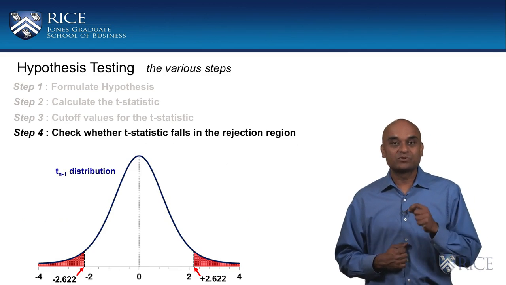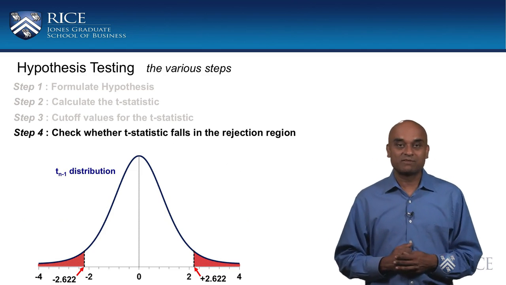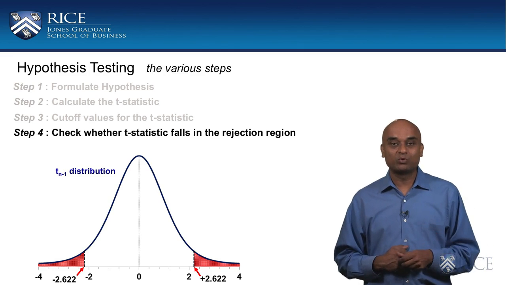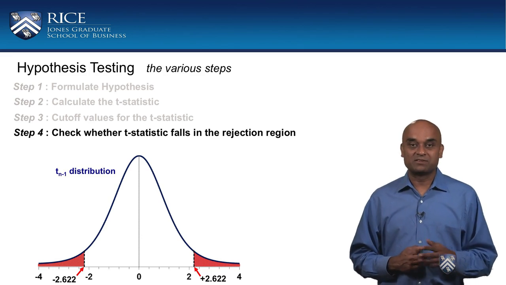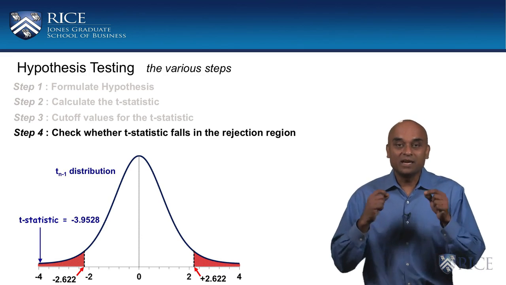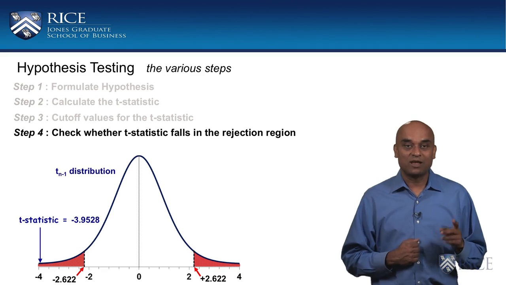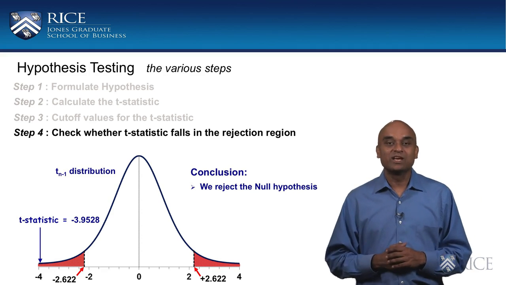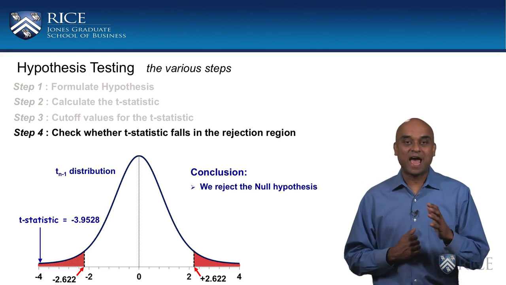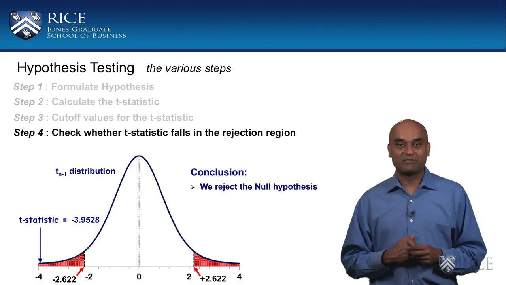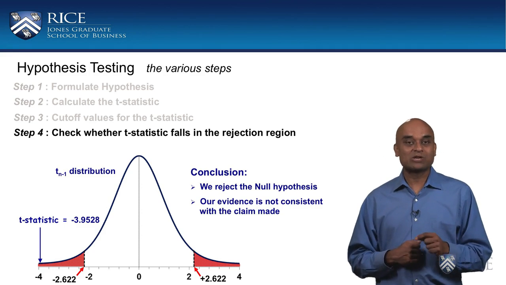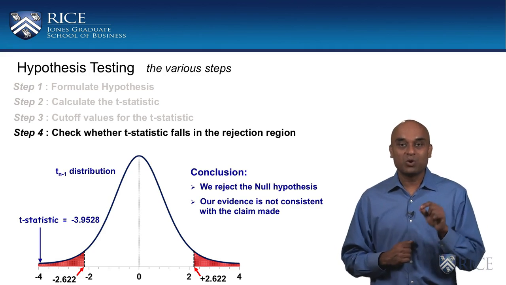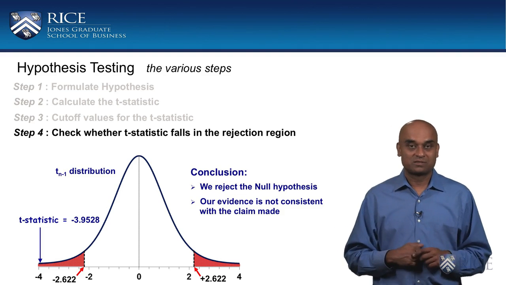Step 4 is to see whether or not the t statistic we calculated in step 2, which was a negative 3.9528, lies in any rejection region. It indeed does lie in the rejection region on the left hand side. Thus, because the t statistic falls in a rejection region, we reject the null hypothesis at an alpha equal to 5% significance level and conclude that based on our evidence, the bottling unit does not put in on average 200 milliliter of beverage in the bottles.